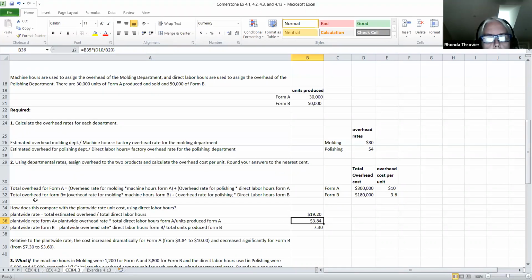The plant-wide rate for Form B is the plant-wide overhead rate, which was $19.20, times your direct labor hours for Form B, which was given in D11, and then we're going to divide that by the total units produced of Form B. The total units produced of Form B was 50,000 units. That's going to give you $7.30.